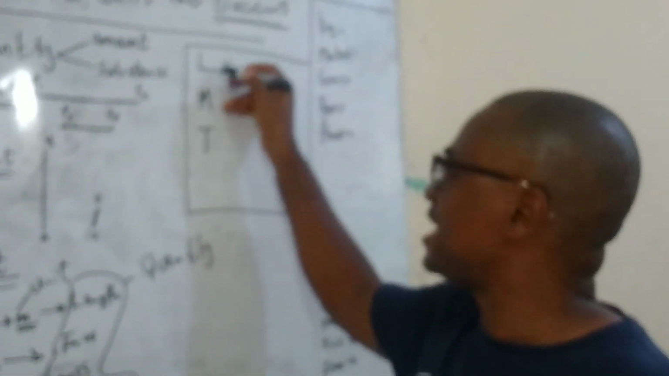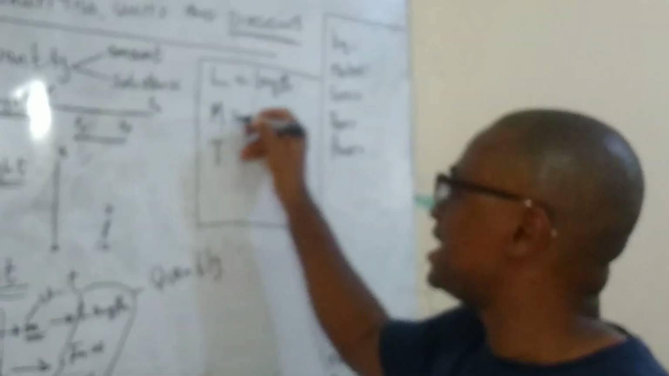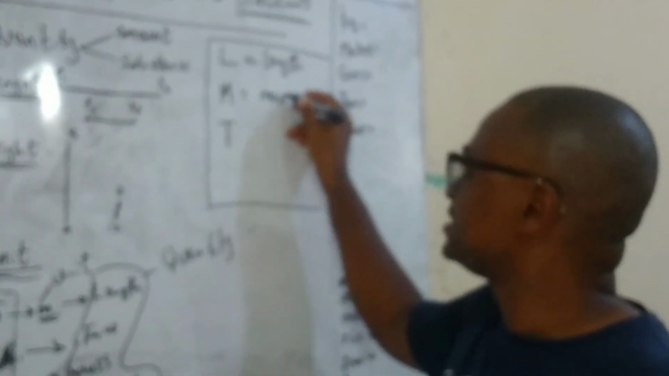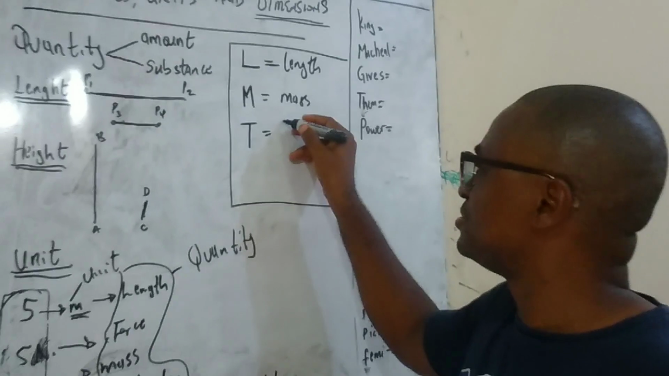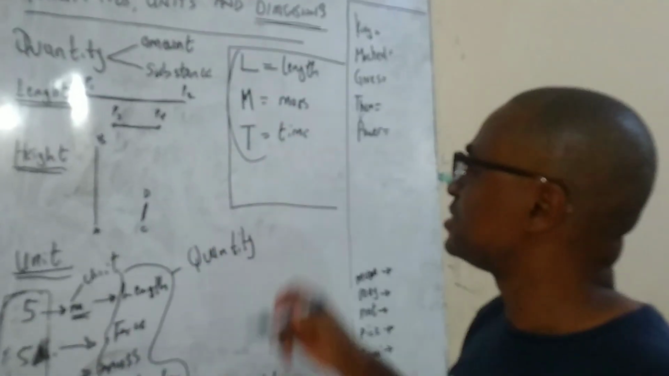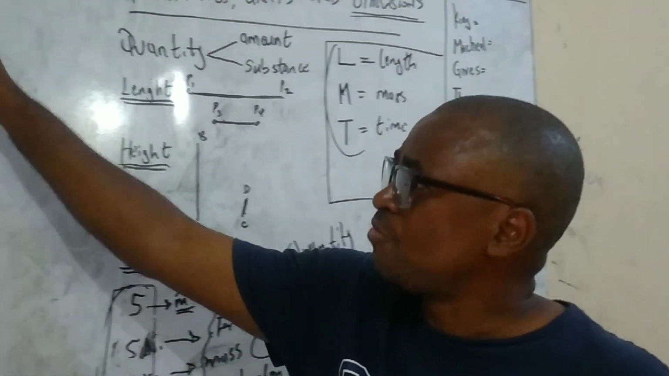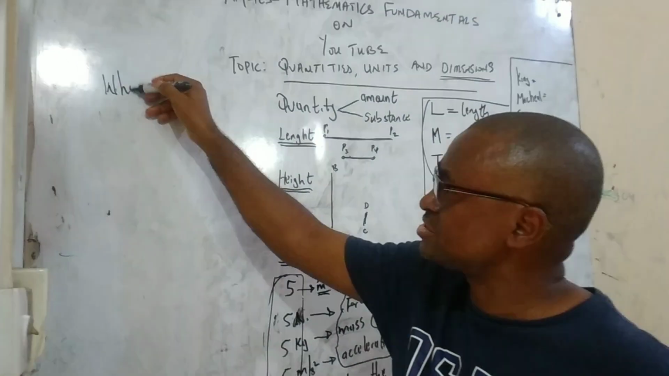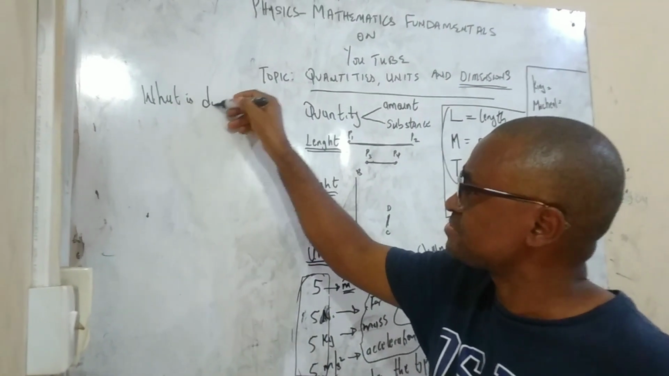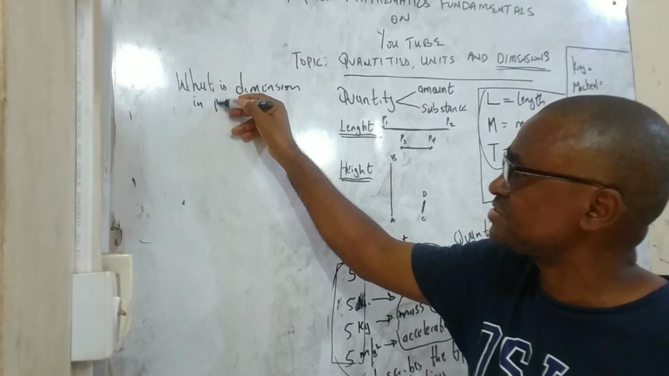This L stands for length. Then this M stands for mass. Then this T is referring to time. So we normally use these to represent what is called dimension. The question is, what is dimension in physics?